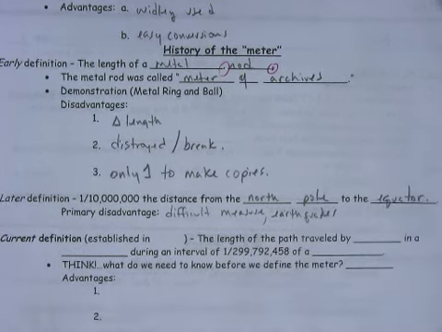So every time there's an earthquake, that distance between the North Pole and the equator changes a little bit. And if that changes, then our meter changes. So they had to kind of go back to the drawing boards.